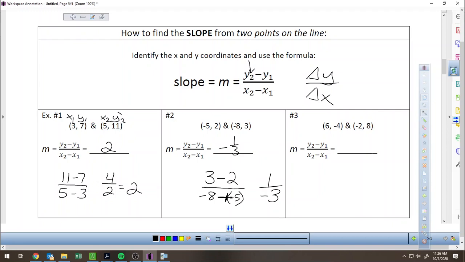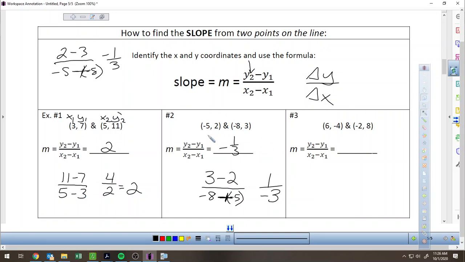Here's the deal. Let me be honest with you for a second. What if you were to accidentally put these numbers minus these numbers? Would you get the same thing? 2 minus 3, right? Negative 5 minus negative 8. That'd be negative 1/3.